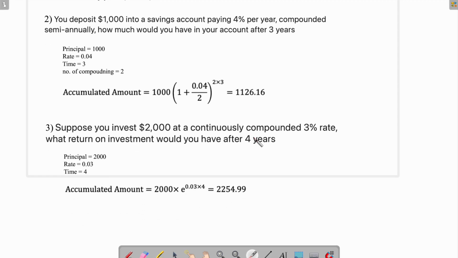Awesome. So we'll go into our last example of continuously compounded interest. So we have $2,000 continuously compounded at a 3% rate. What is our return on investment after 4 years? It's very important to note in our continuously compounded example, we're not worried about how many times a year we're compounded because as we stipulated, continuously compounded means at every single moment we're being compounded. So we don't have to find this here.